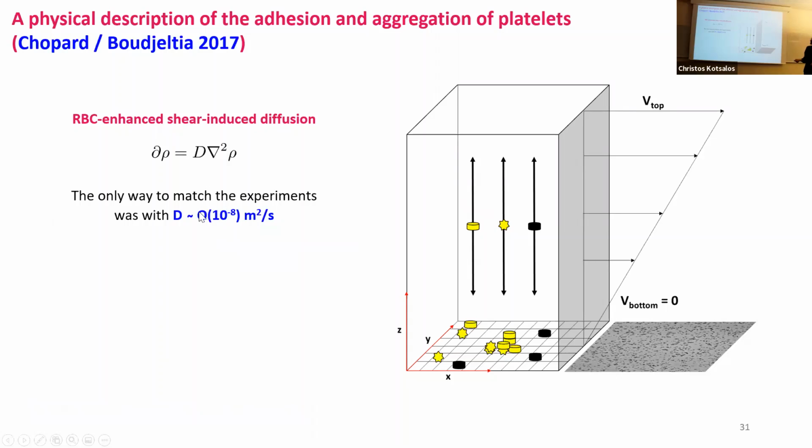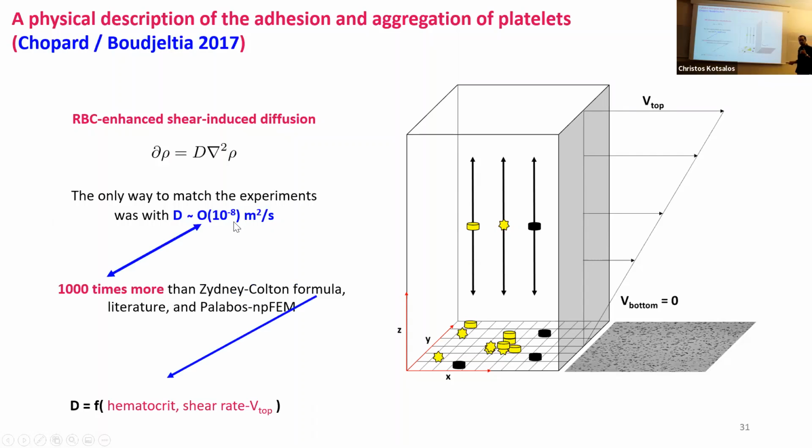What Bastian found was that the only way to match the experimental results was to use a diffusion coefficient of the order 10 to the minus 8. But this diffusion coefficient was 1,000 times more than the Zidney-Colton formula, which gives the diffusion coefficient as a function of the hematocrit and the shear rate. Also, it was 1,000 times more than any other source in the literature. And we also tried through Palabos NPFM to quantify the diffusion coefficient, and we were finding something completely different from this value. So now we wanted to understand why this is happening.